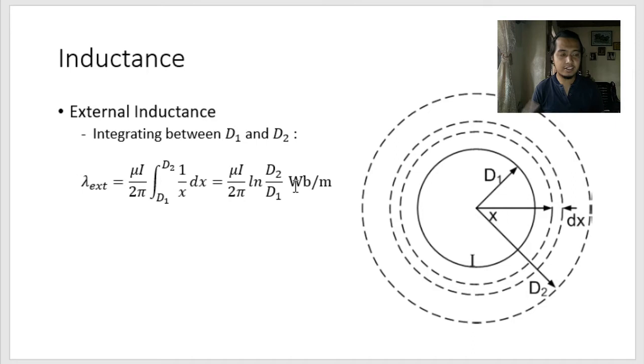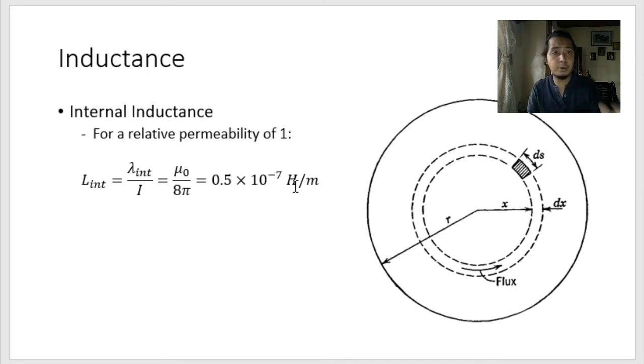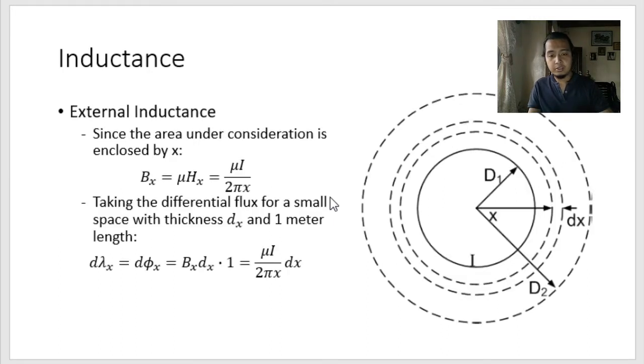So mas madali lang siya as compared sa ating internal. However, the thing with internal inductance is we end up with a constant. It's mu naught over 8 pi. Tama ba ako? It's mu naught over 8 pi, or 0.5 times 10 to the negative 7 Henry per meter. As you can see, it's in per meter kasi nga this is derived from a meter length.